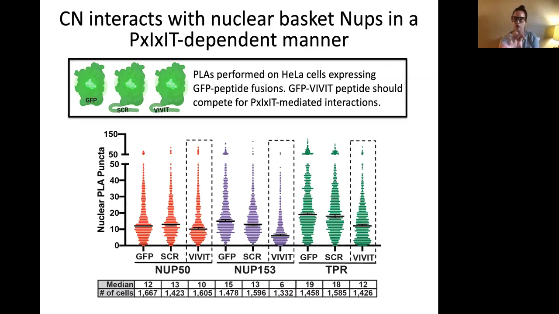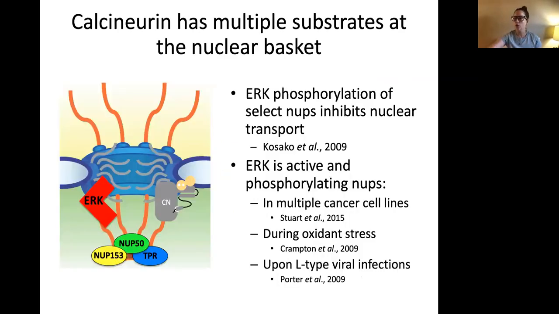And I'm just going to draw your eyes to the result that we want you to appreciate, which is that in all cases with each of the nuclear basket Nups, when you express a GFP VIVIT peptide, you see a significant reduction in the number of PLA puncta per cell relative to GFP alone or GFP scramble. And this really supports the model that these are in fact PxIxIT mediated interactions that are occurring in vivo. But ultimately, we're interested in understanding whether calcineurin is dephosphorylating these nucleoporins. And I know I'm preaching to the choir here, you guys are a phosphatase group, but before we can really study dephosphorylation, we need to first identify any upstream kinases that might be phosphorylating these Nups.